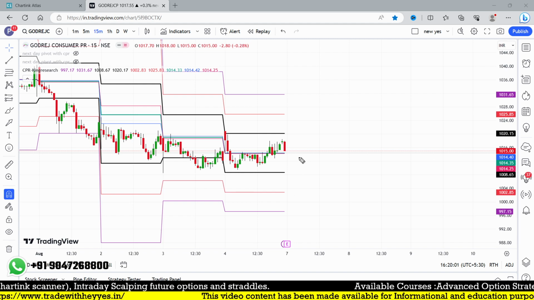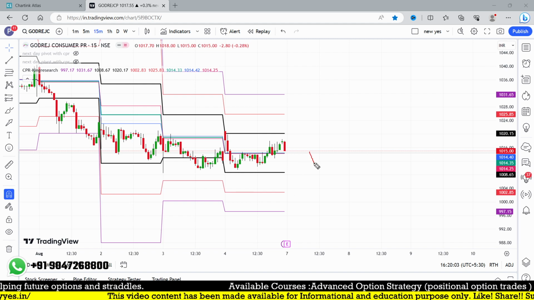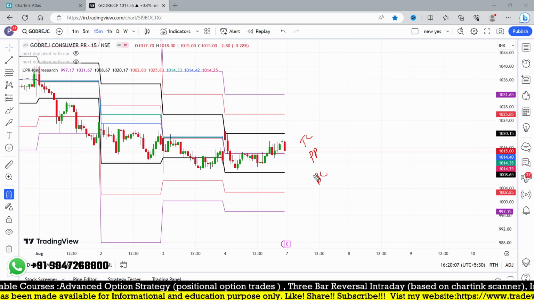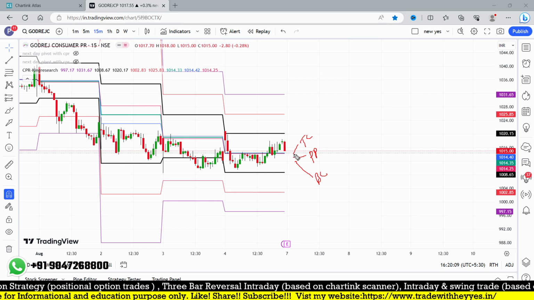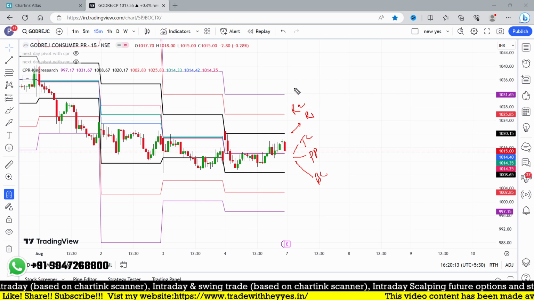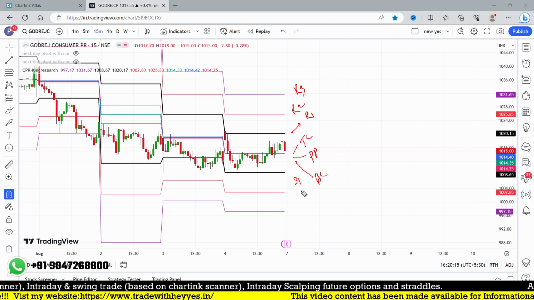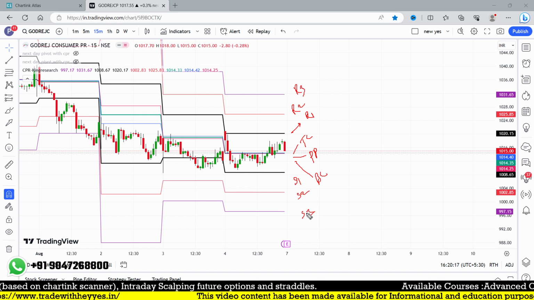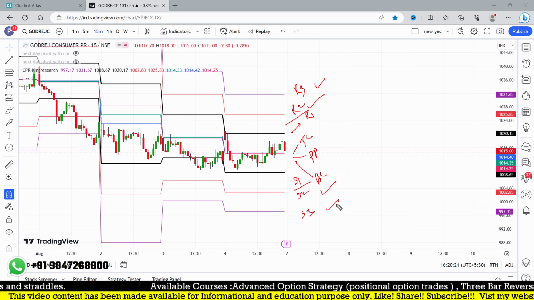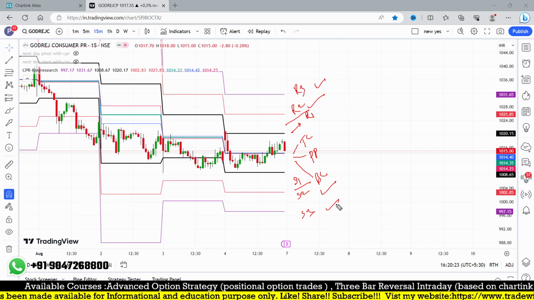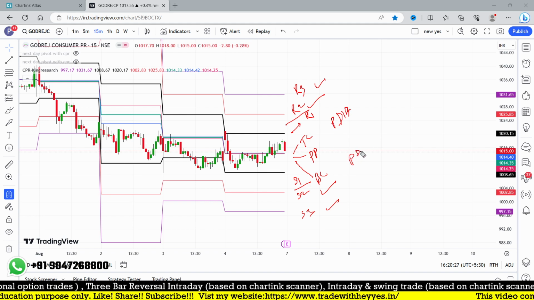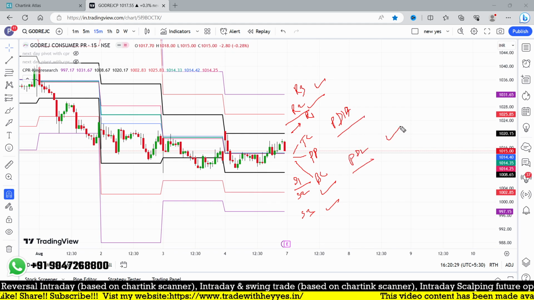So this is what a CPR level is. We have the pivot point and TC, BC, and these are all mentioned here in this particular stock. And R1, R2, and R3, S1, S2, S3. So we already created up to this level, and we can also derive the PDH and PDL, the previous day high and previous day low.